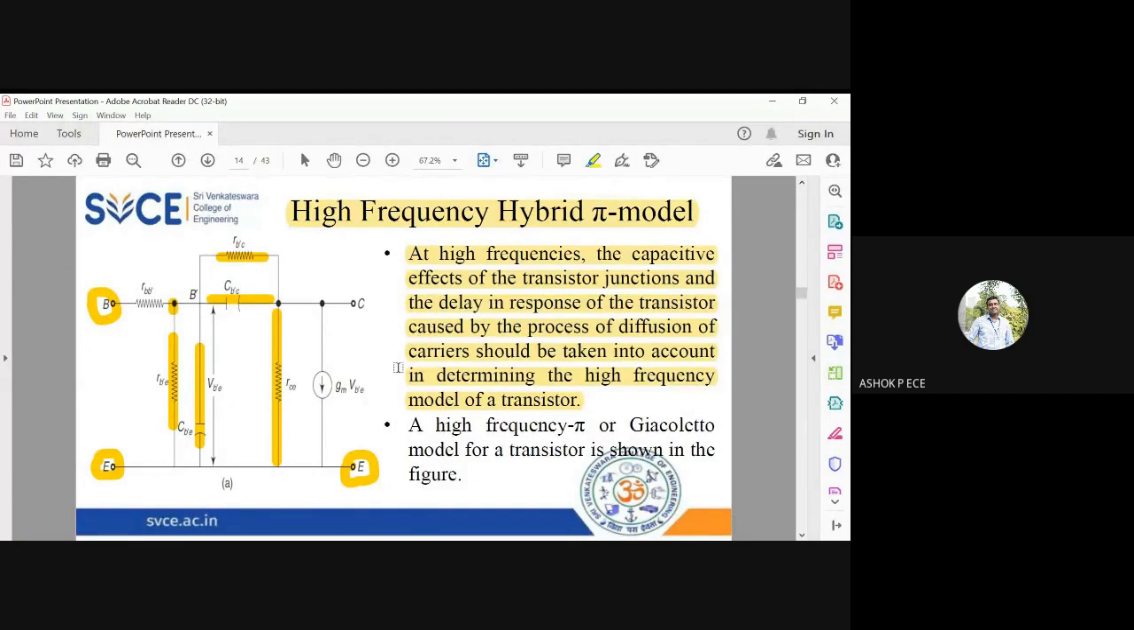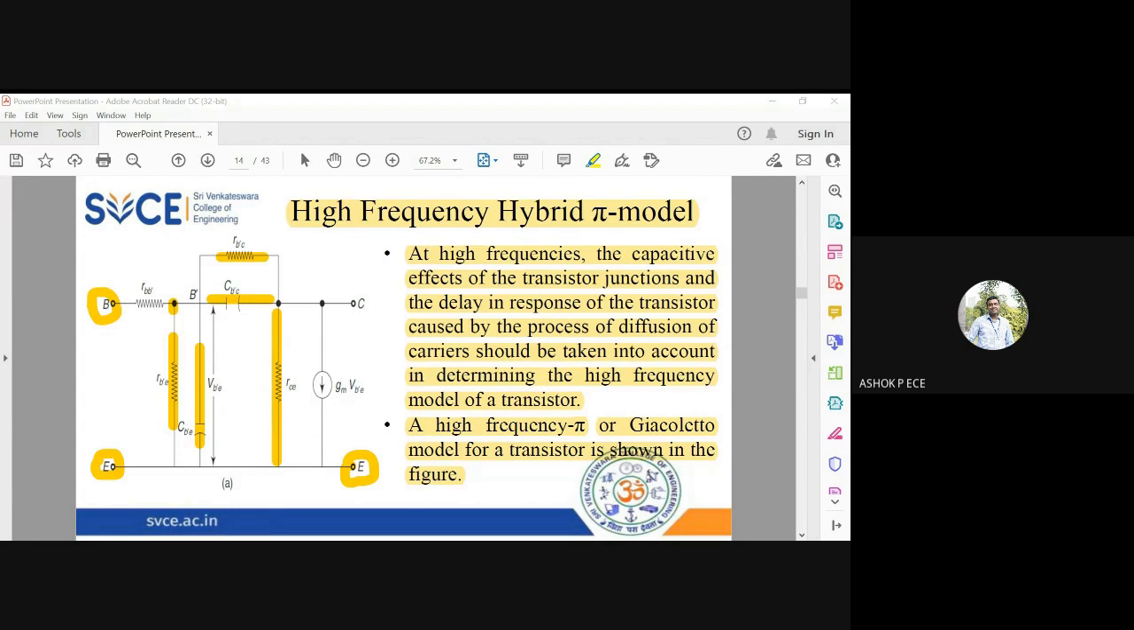For this reason, for analyzing the high frequency response, we are going to take the hybrid pi model, which is also called the Giacoletto model, as shown in the figure. This is the simplified hybrid pi model for a common emitter BJT. We are going to consider this hybrid pi model for our further analysis.